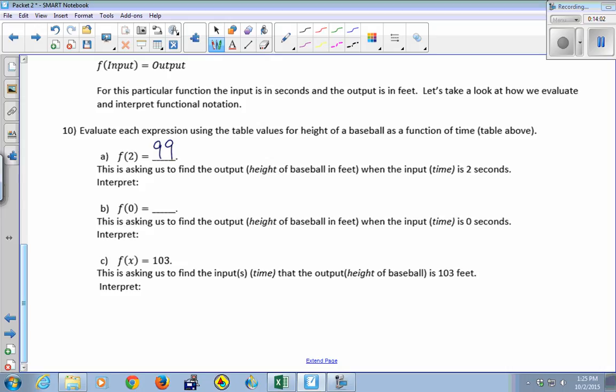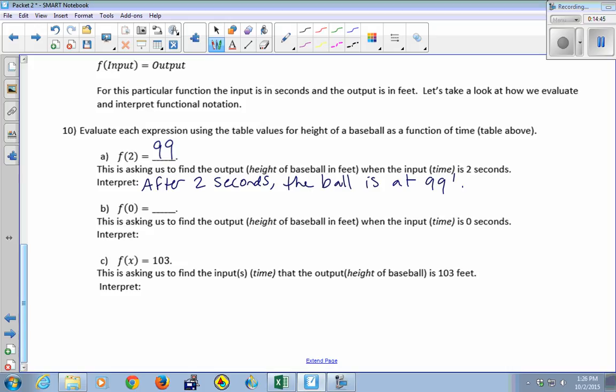Okay, so whatever number is in parentheses next to f, that's always an input, right? It's always your independent variable, your input, your x. And then what comes after the equal sign is the y value that goes with that x value. Okay. So to interpret this, we would say after 2 seconds, the ball is at 99 feet. So f of 2 equals 99 translates into a whole sentence, given the context of this problem.